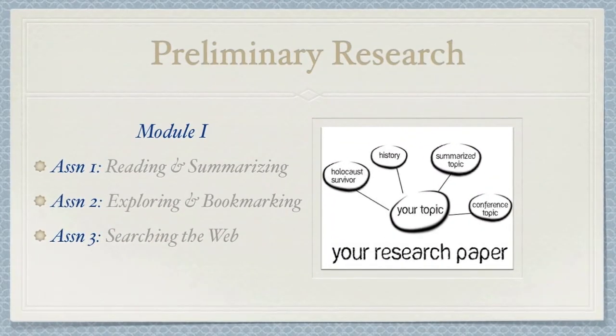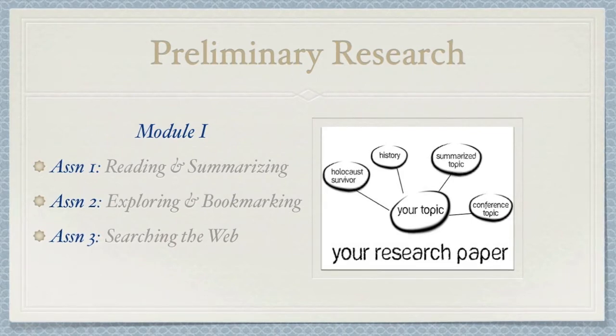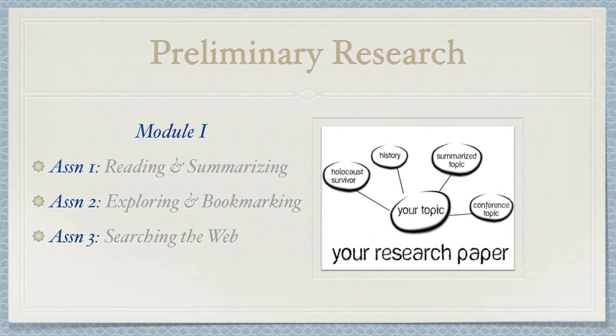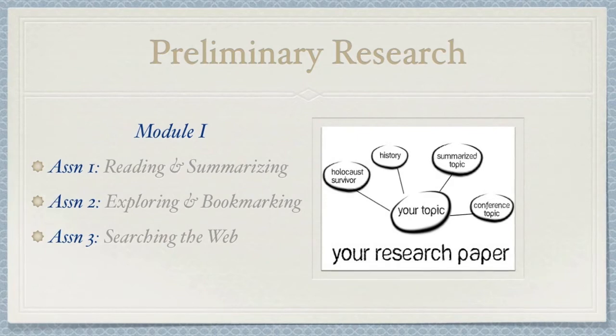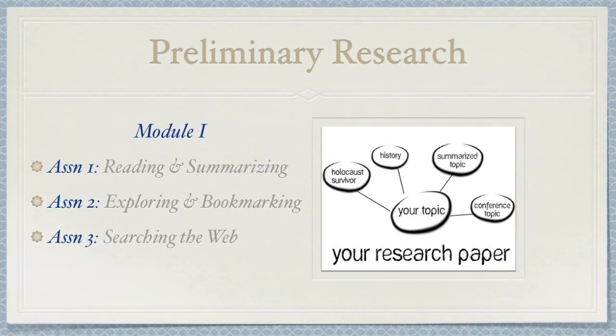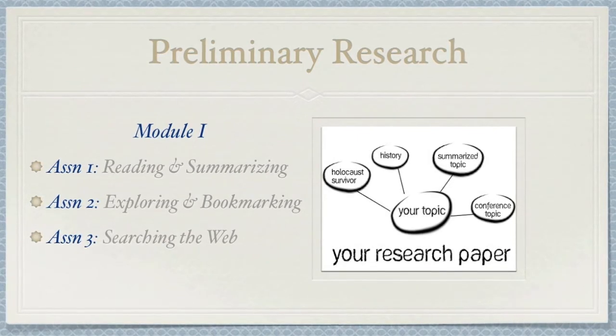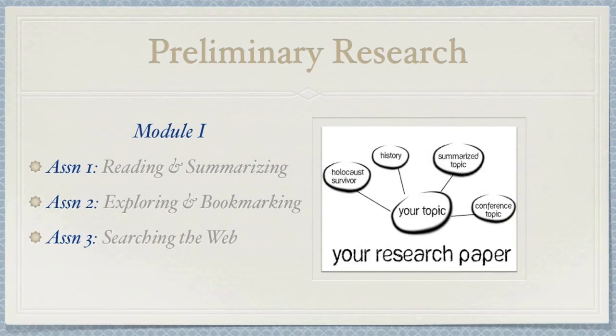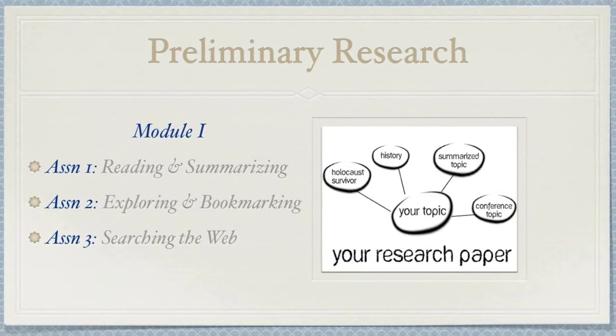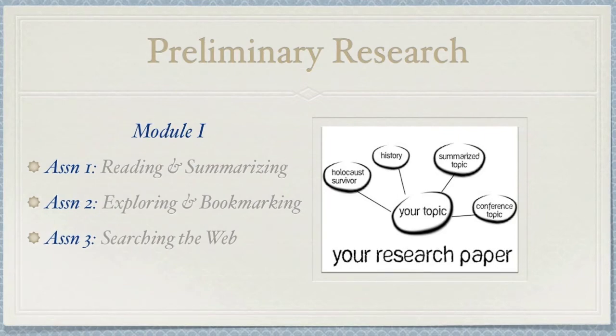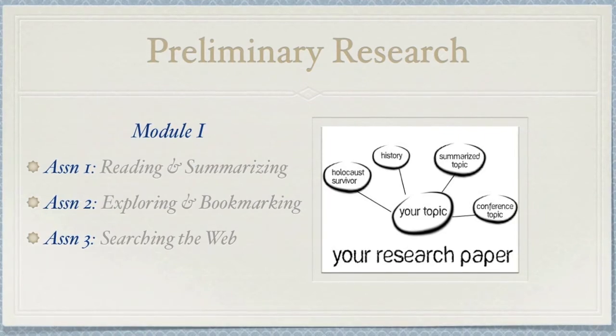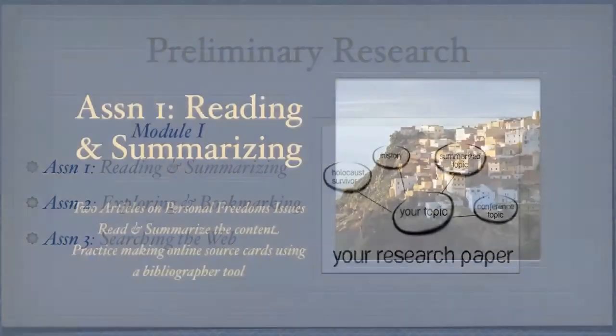In this class, we start with exploration and preliminary research. Module 1 includes 3 assignments that will help us explore possible topics and give us a chance to get a general overview of a chosen topic. We have to find a topic that fits the personal freedoms theme. So that is also a goal in this module. Let's take a look at these 3 assignments in detail.